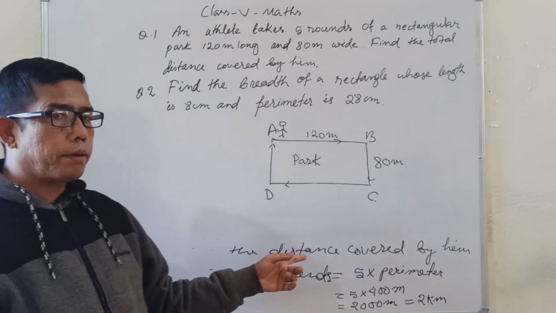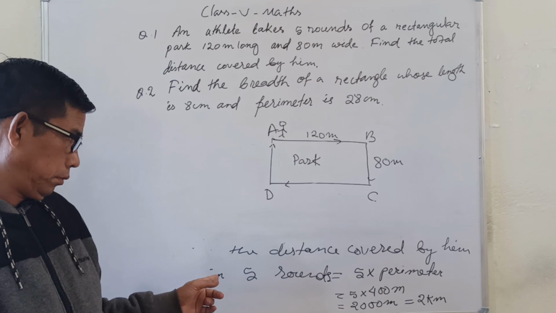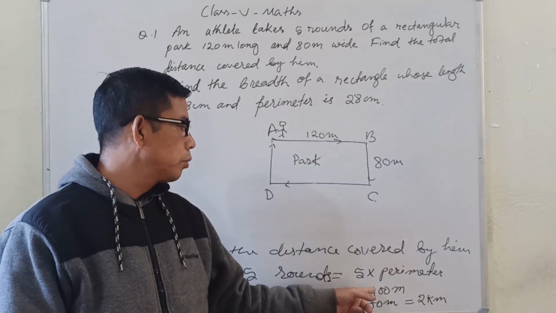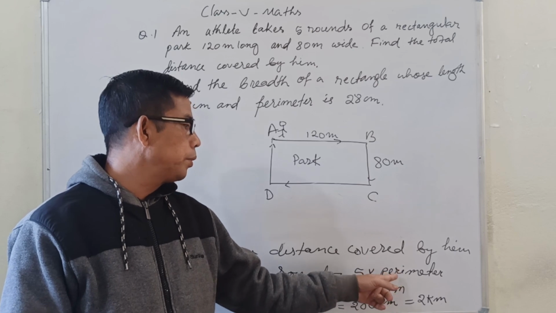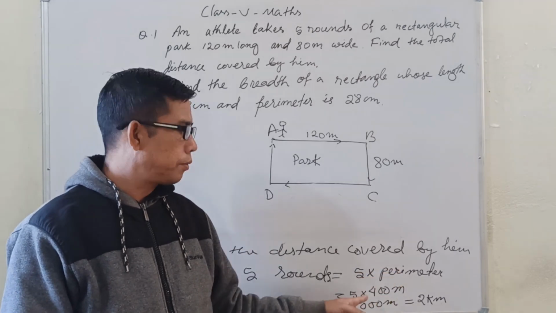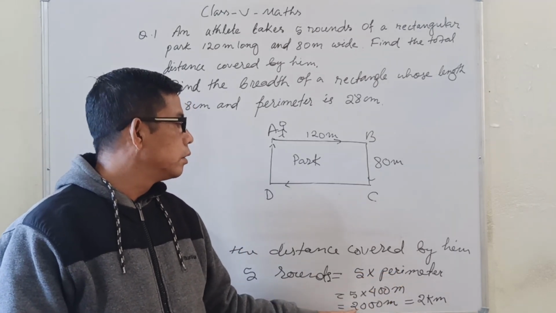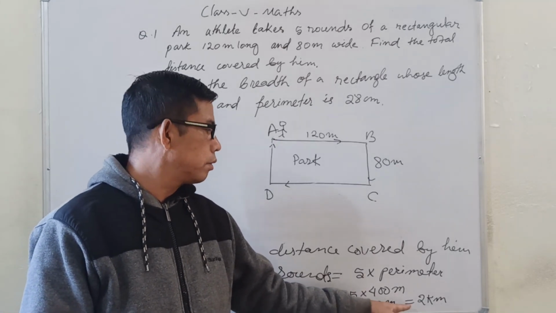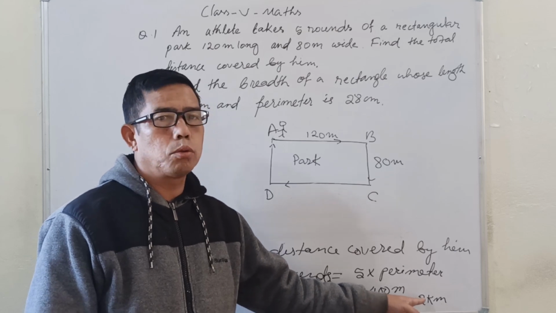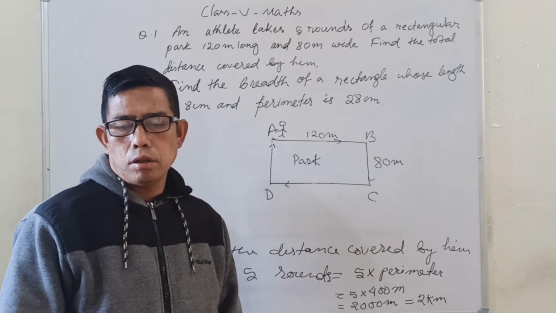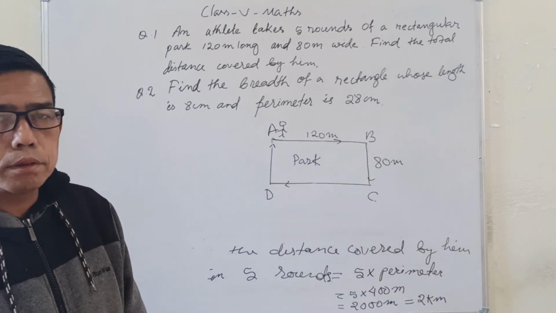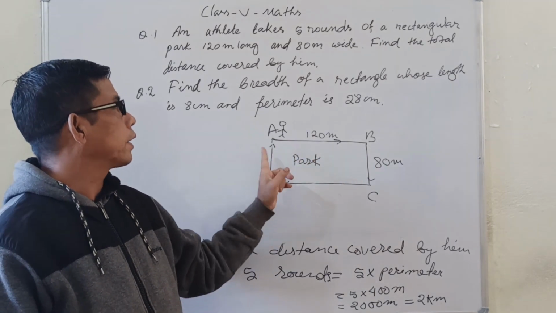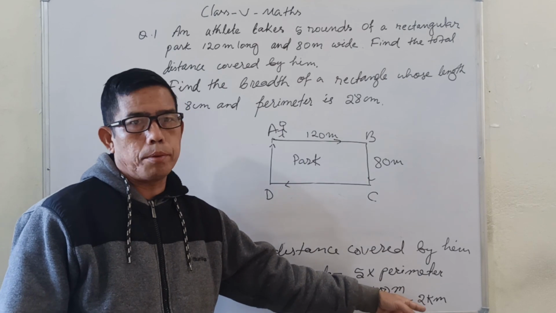Therefore the distance covered by him in 5 rounds is equal to 5 into perimeter. 5 into perimeter, which is found to be 400 meter. So 5 into 400 meter means 2000 meter. 2000 meter means 2 kilometer. So the distance covered by the athlete in 5 rounds of the rectangular park is 2 kilometer.